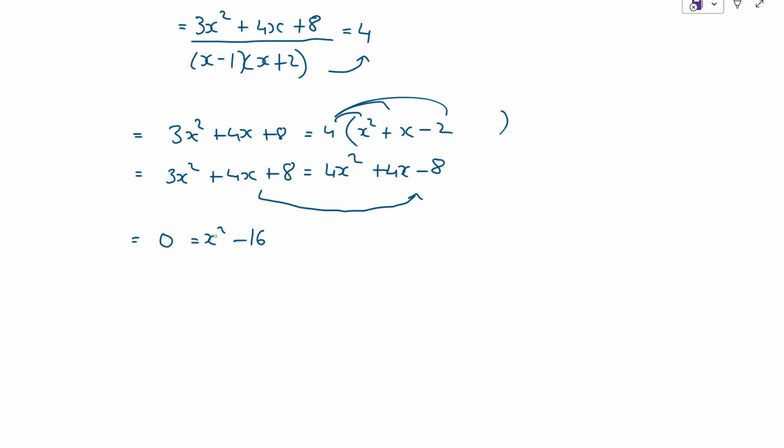Now let's get the x's alone on one side. So let's take the 16 over. 16 equals x squared. We want x, not x squared. Therefore, x equals plus or minus the square root of 16. So x is plus or minus 4. Okay, and these are the extra steps that we need to take when solving algebraic fractions.